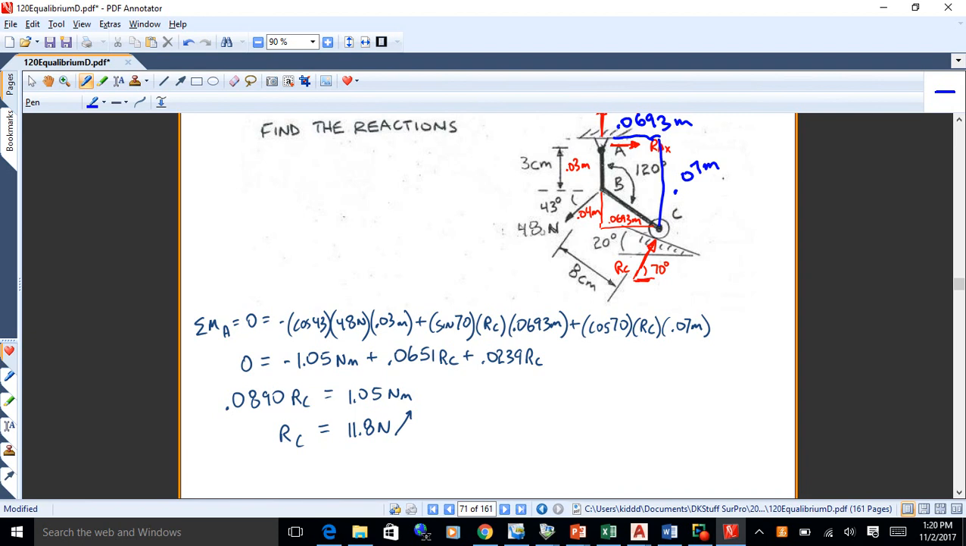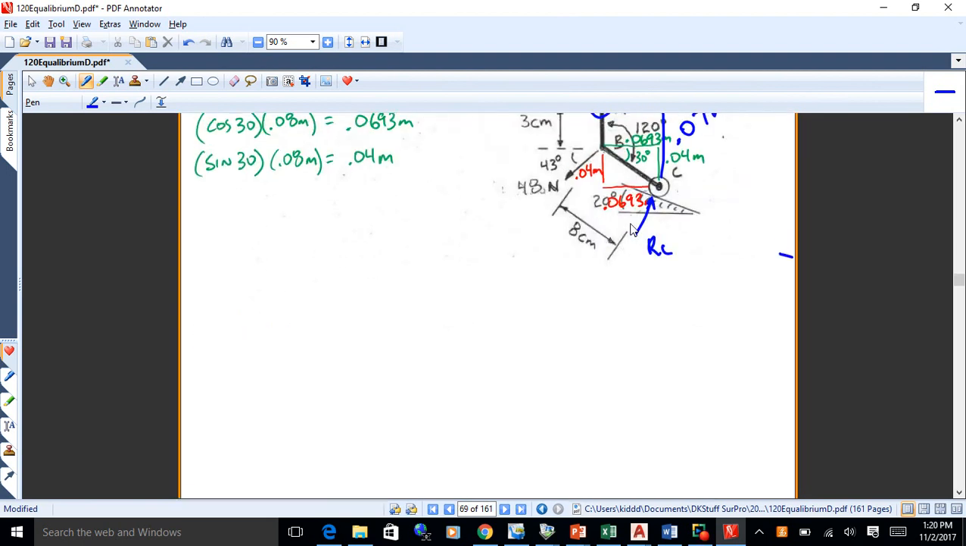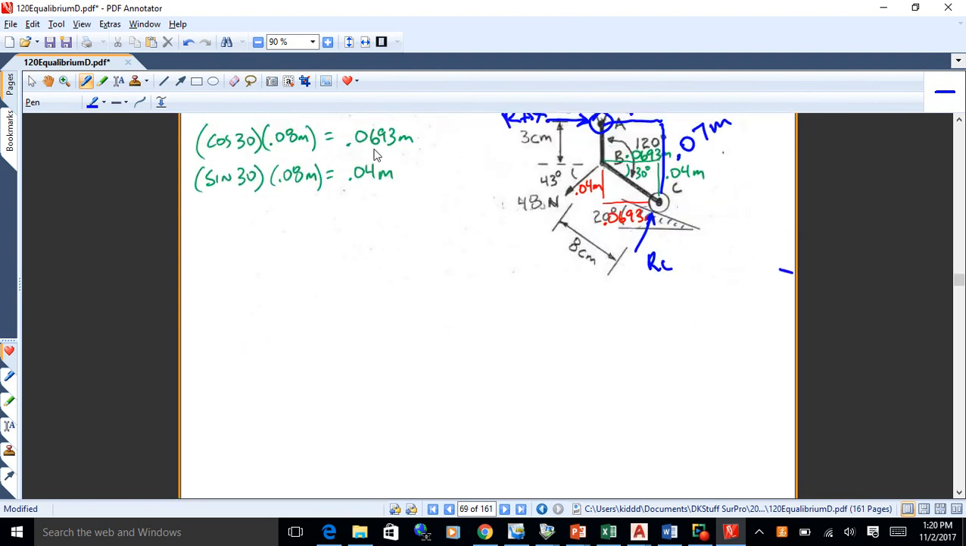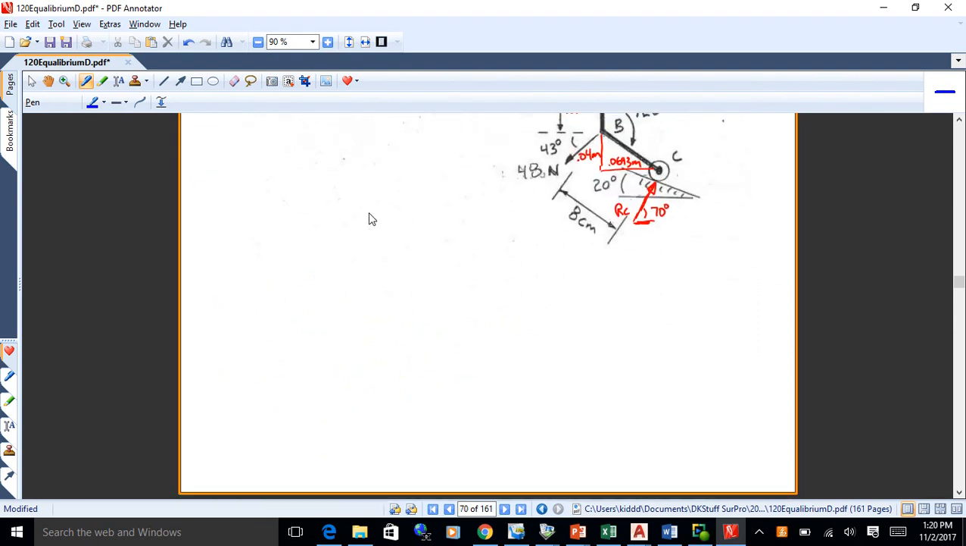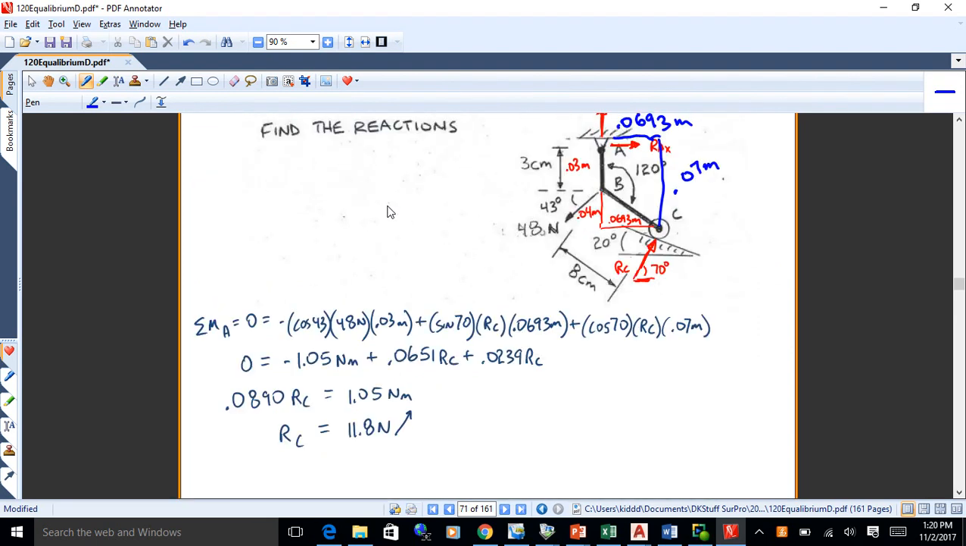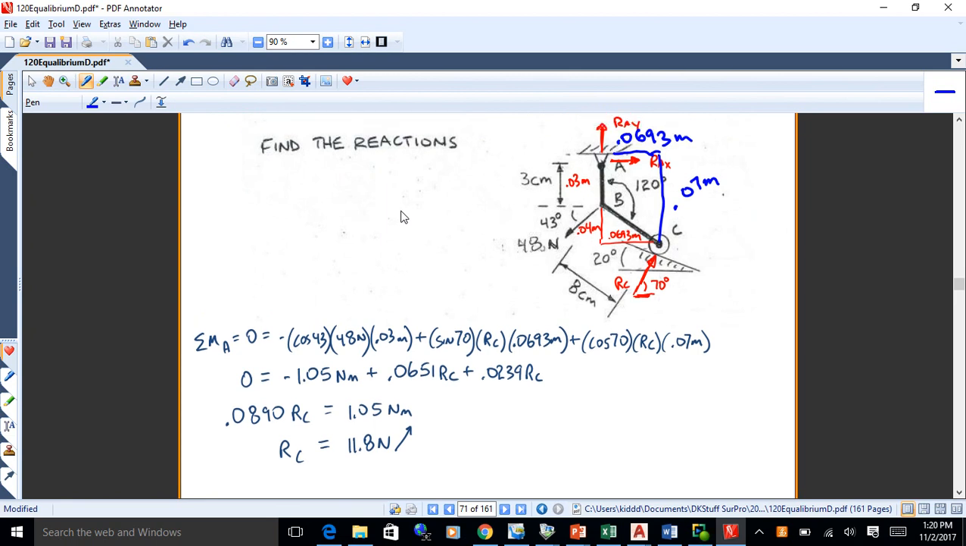Can you go back to the previous one with the triangles? I wrote down the wrong numbers. I think they're right here, 0.04 and 0.6. Oh, it's just sine and cosine. I wrote down the wrong one. Right. You good? So it's cosine 30 and sine 30, okay. 0.08. Everyone else is on this one. We good on that?